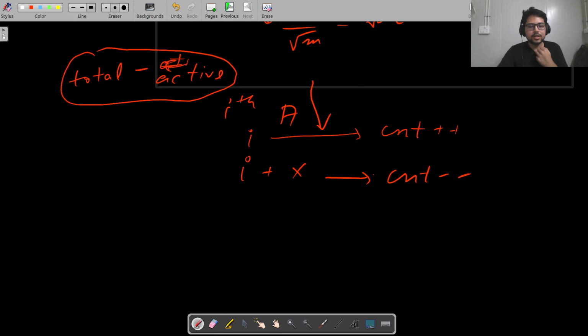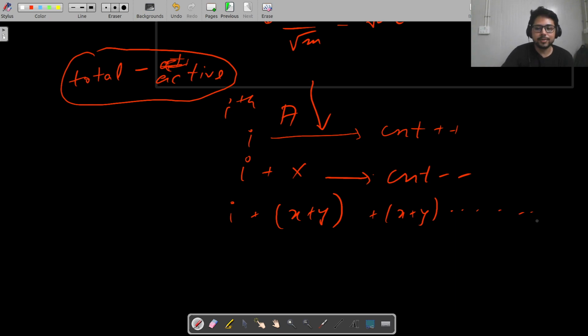So for instance, I have done it here from i, and then in the next iteration I can have i plus x plus y, and again in the next iteration I will again add x plus y, and so forth, and at max this will cost me root m times. Doing this will help me keep track of the portions between 1 to m in which the train A will be in active state. Okay.